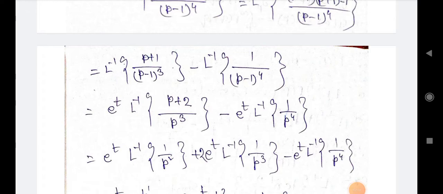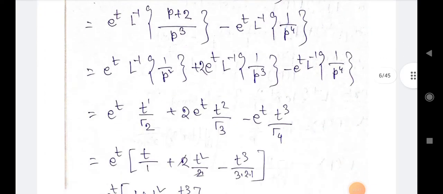of 1 by (p minus 1) whole to the power 4, which equals e to the power t Laplace inverse of (p plus 2) by p cube minus e to the power t Laplace inverse of 1 by p to the power 4, which equals e to the power t Laplace inverse of 1 by p square plus twice e to the power t Laplace inverse of 1 by p cube minus e to the power t Laplace inverse of 1 by p to the power 4.